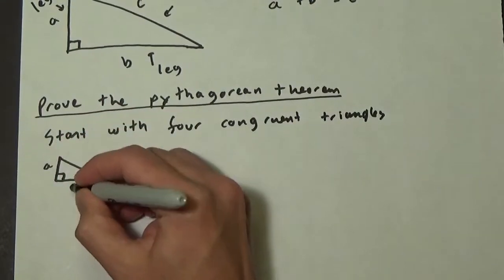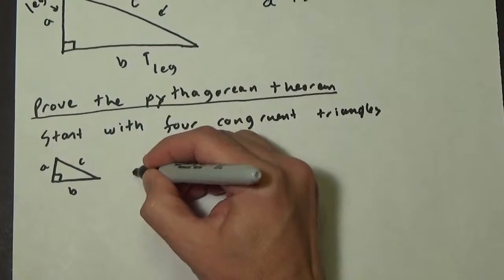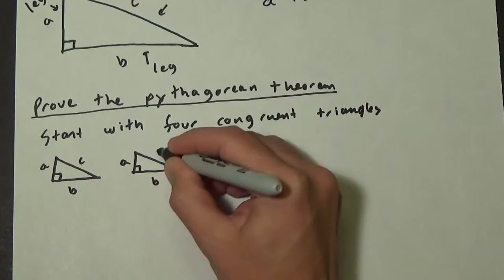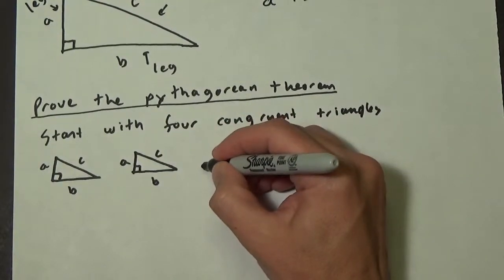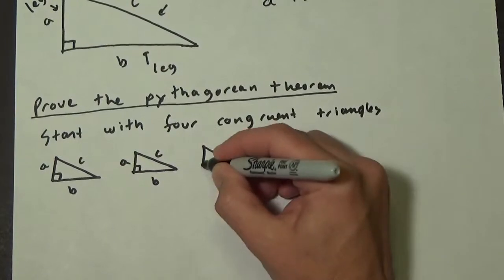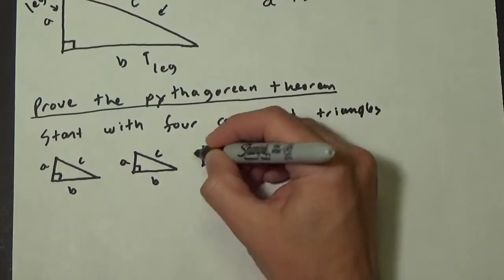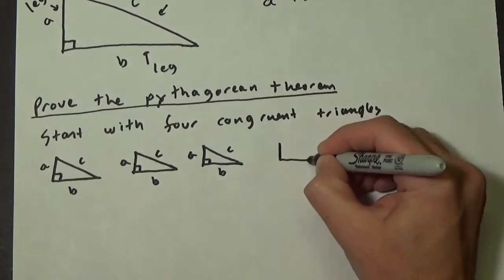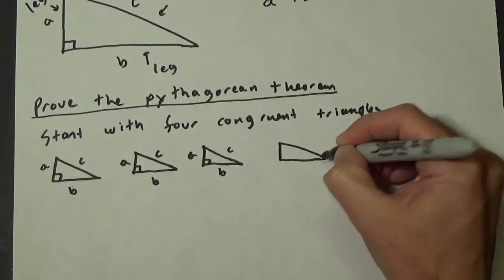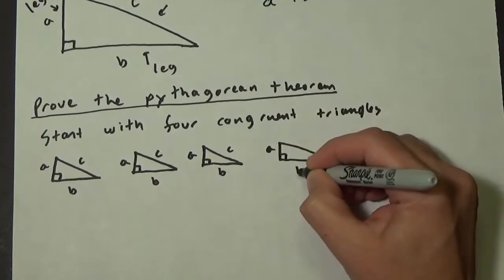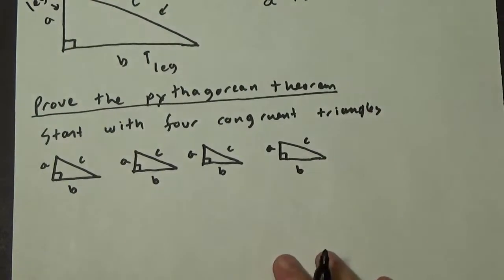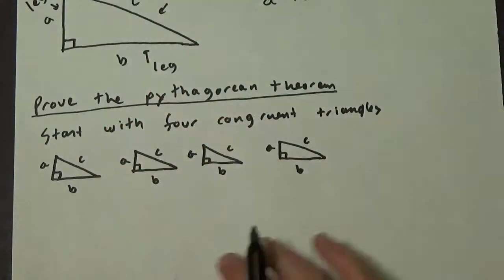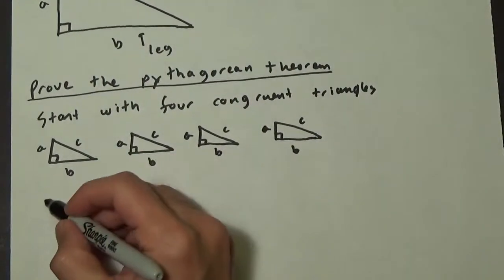This is going to be A, B, C, and then we're going to have four of these. A, B, C. And of course, congruent triangles are triangles where all the sides and all the angles are congruent. A, B, C. So even though I'm not drawing these exactly the same, we'll just say they are congruent. Alright, so now we're going to take these four congruent triangles and rearrange them to form a square. So let's do that.